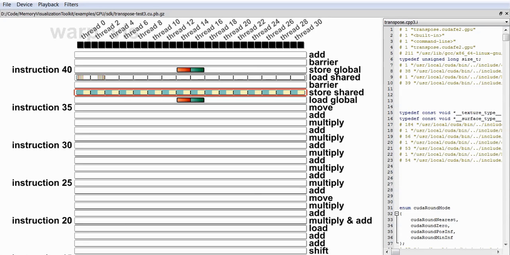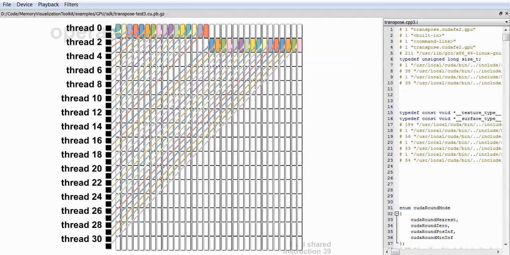The next version of the algorithm corrects this performance problem by using shared memory. In this case, the global memory transactions are now high quality, but one of the shared memory transactions is not. Investigating the operation further shows that bank conflicts lead to 32 serialized transactions.